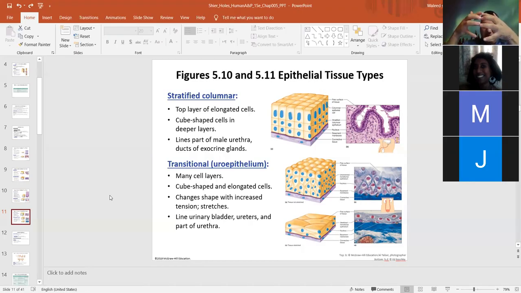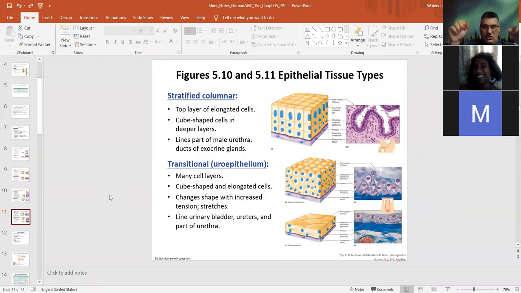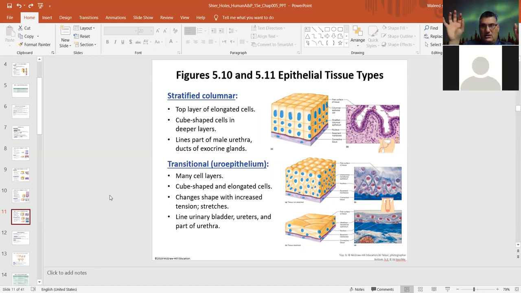Can you guys see me, or do you only see the slides? Only the slides. I see both. I see both. It should be on the side, I think.